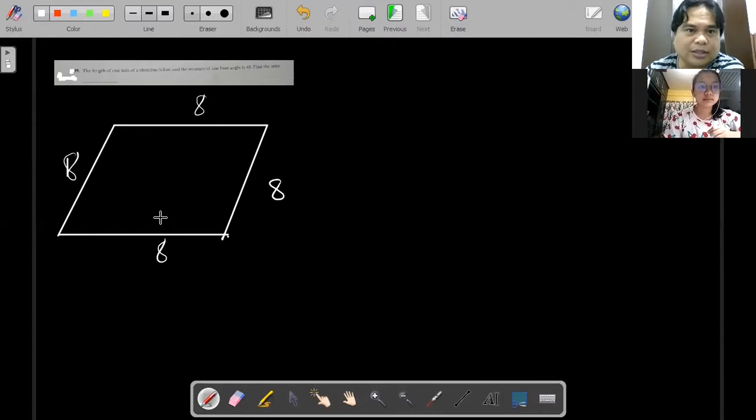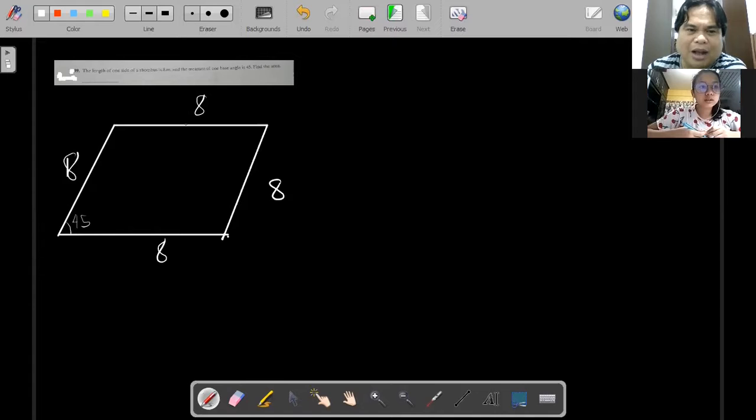And then it says also in the problem that one of the measures of the angle is 45, meaning the acute. This should be the 45. Okay? Right, Sam? Yes, Tito. Okay.